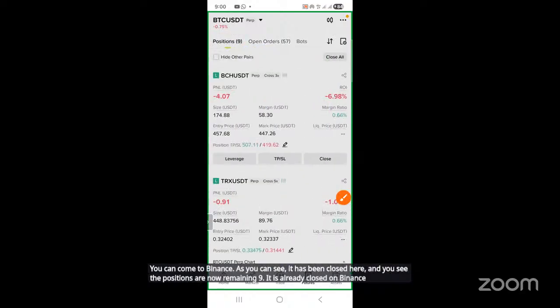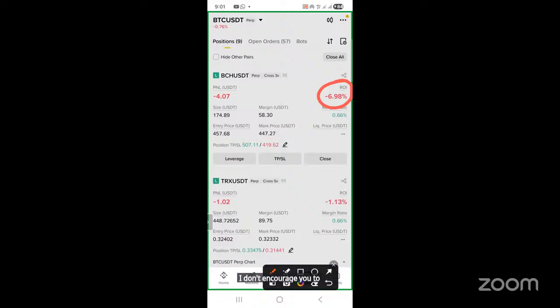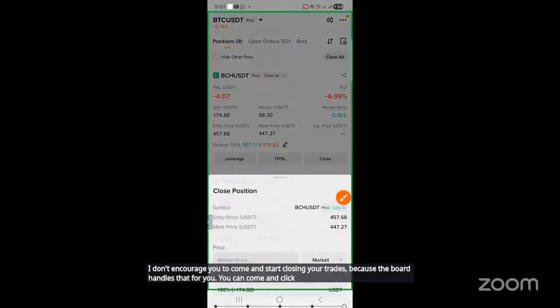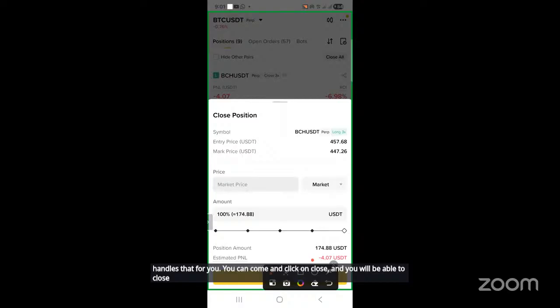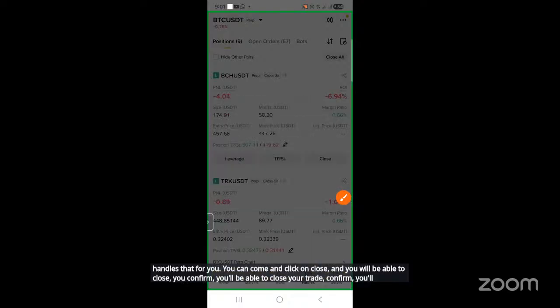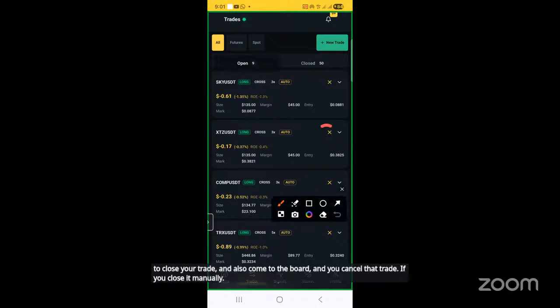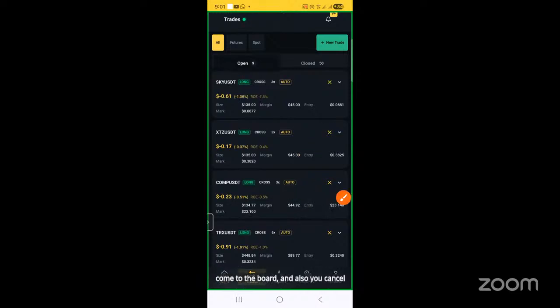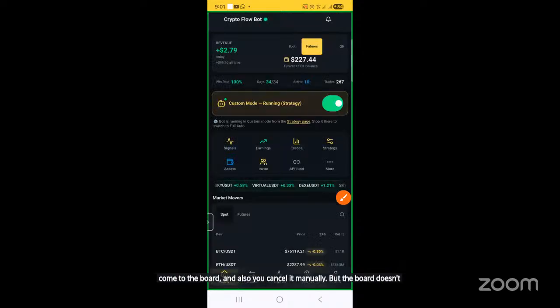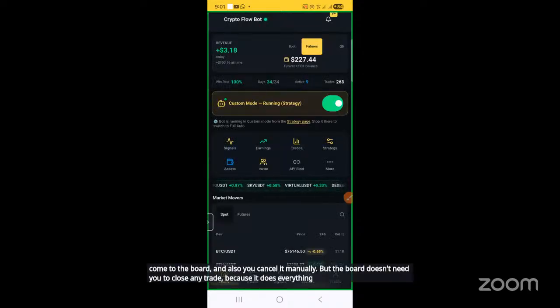But also, you can come to your Binance if a trader has given you some big profits here and you want to close it manually. Though the bot handles all that for you, I don't encourage you to start closing your trades. You can click on close, confirm, and you'll be able to close your trade. Then also come to the bot and cancel that trade. If you close it manually, come to the bot and cancel it manually. But the bot doesn't need you to close any trade because it does everything on complete automation. That is only for people who want to get involved.